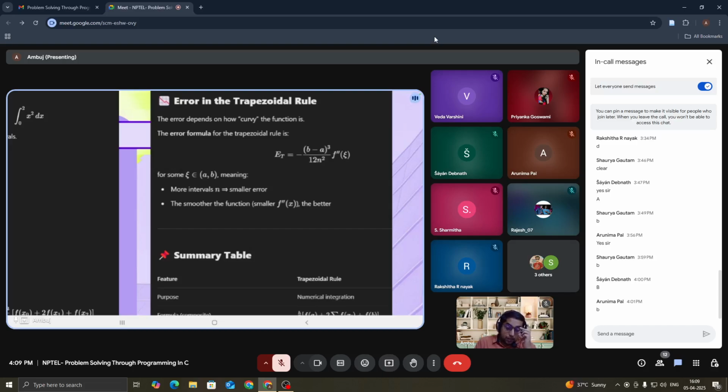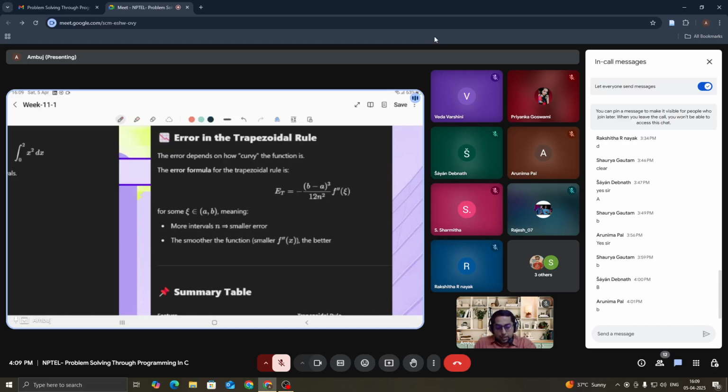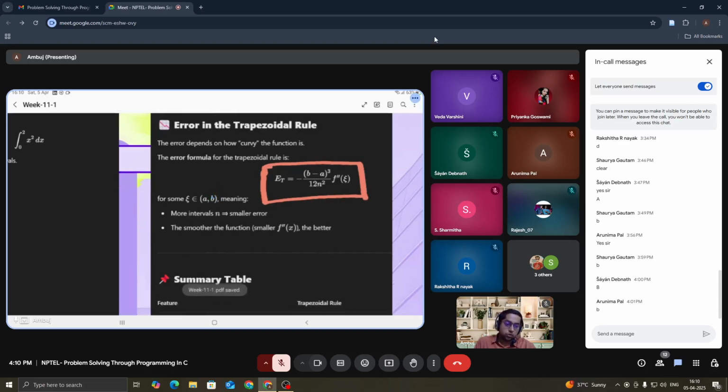This particular expression which I have just written is very, very important for the GATE examination. Directly in the first part of the examination, where the mathematical questions come, mathematics and general aptitude are generally mixed. Within the first part of the GATE examination, it is very frequent that you will get a 1 mark or even a 2 mark question directly on this formula: negative of (b minus a) cubed over 12 n squared f double dash epsilon. Everything will be given to you in the question itself.